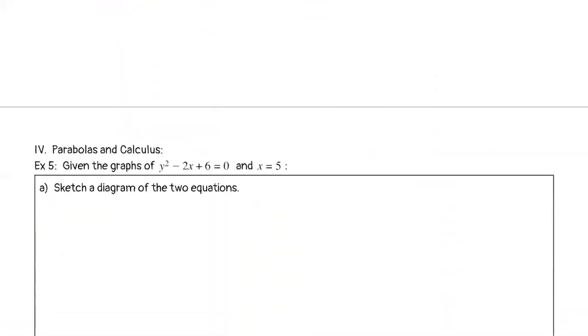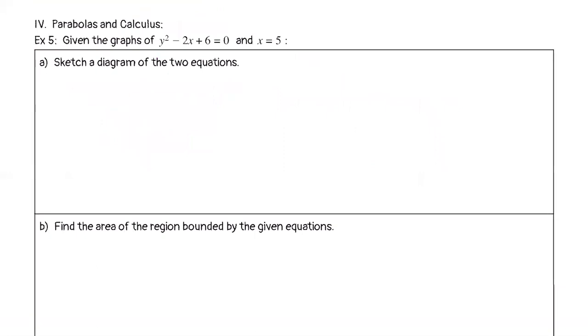And so to kind of prepare for that, I wanted to take a look at one example of how we could use calculus and apply it to a parabola. Okay, so here's our last example for 12.2. Given the functions y² - 2x + 6 = 0 and x = 5, the first step is to sketch a diagram of the two equations.